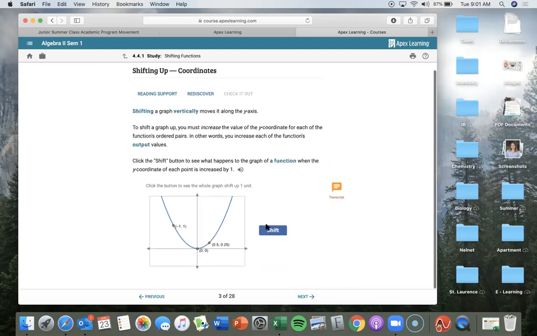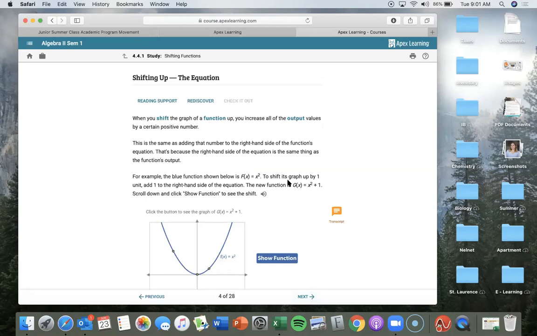All right, and so when we look at this with actual values, if we shift this guy, what we can see here is we increased each y coordinate, the vertical coordinate, by 1 point. So instead of being at -1, 1, we're at -1, 2. So that went up by 1. Same thing, 0, 0 came to 0, 1. So we vertically shifted that point by 1 value.